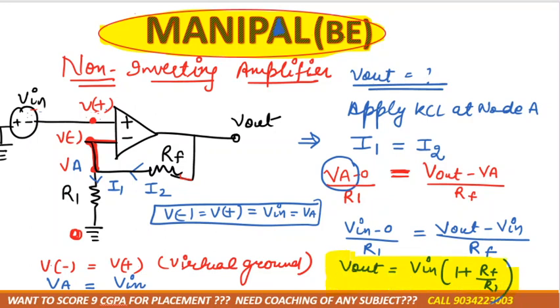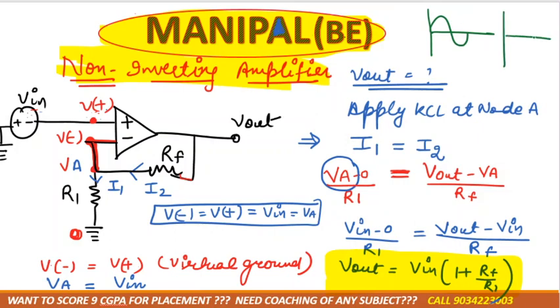As you can see, we don't get any negative sign over here, right? So that means the phase does not change. Phase will remain the same. That's why it is a non-inverting amplifier. If you want to draw the waveform, you can draw the waveform also. This is the input waveform and the output waveform. There is a change in magnitude, but no change in the phase. Note down this one.